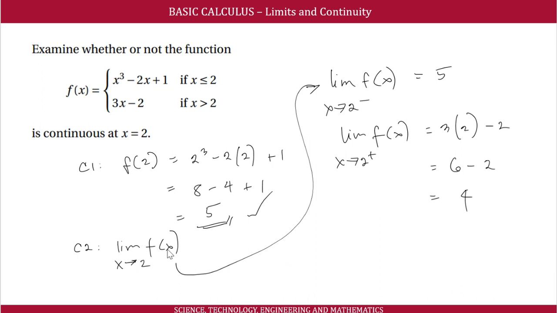So what is the limit of f of x as x approaches 2? The answer is does not exist. Why? Because the left and right hand sides are not equal. This means that the given function is discontinuous at x equals 2 because the second condition is not satisfied. Okay, so let's proceed with the next one.